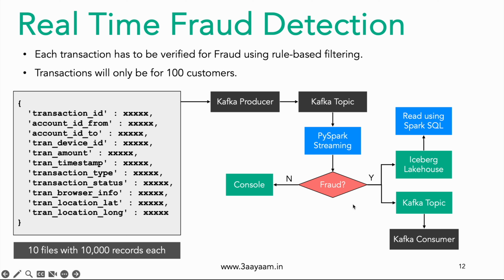If it is a potential fraud transaction, then you have to write it in two different places. One is the Iceberg Lakehouse and the other one is another Kafka topic. So you'll write it to Iceberg on S3, and then you have to use another Kafka topic to send the fraudulent transaction. Once you write it to a Lakehouse, try to read those records using Spark SQL. From the Kafka topic, you can read using a Kafka consumer, a Python program, and maybe you can send an SMS to your phone. There's a Python library which can be used to send SMS to your phone. That can be done also.